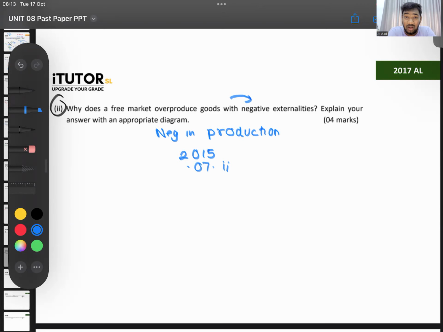So 2 marks you will get for your diagram, 2 marks for your explanation. And remember, guys, the diagram also has to be explained. You need to say, according to the diagram, this is the socially optimal level. However, the market is producing at this level, so they are overproducing. Right? You can put a P1, P2, Q1, Q2, and you can explain. So same explanation as the 2015 A levels question 7 part.